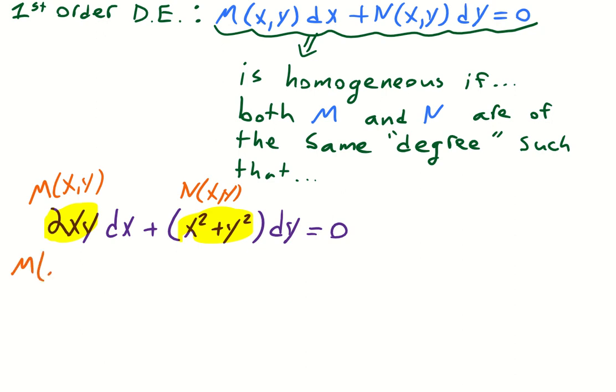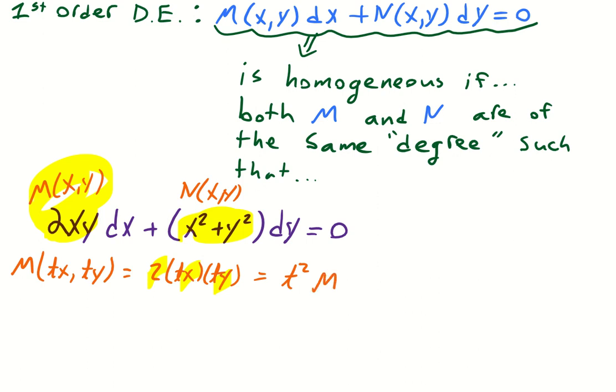So M of tx comma ty, we'll plug that in. We get 2 tx times ty. Then we get t squared times what? Well, it's times 2 times x times y, but 2xy simply is the function M of x, y. In other words, we have t squared times M of x, y. So this is a homogeneous equation of degree 2.